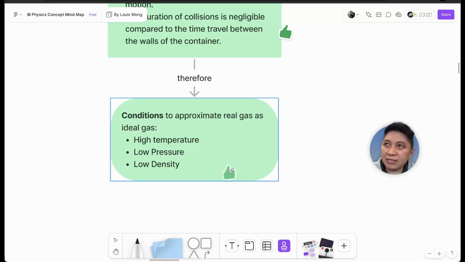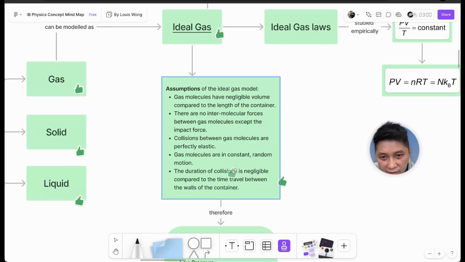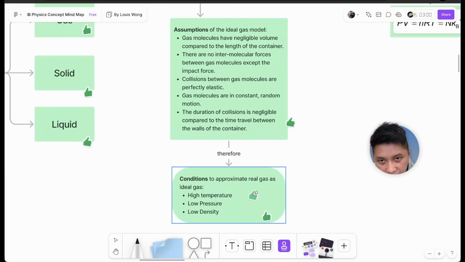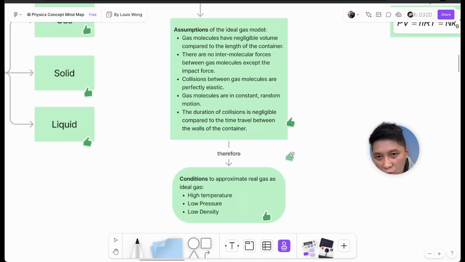really predict, to a certain degree, but it has to meet the condition of high temperature, low pressure, and low density. The reason why is something to do with the assumptions themselves, because with these conditions it will match the assumptions very well. Okay, you can think about why.